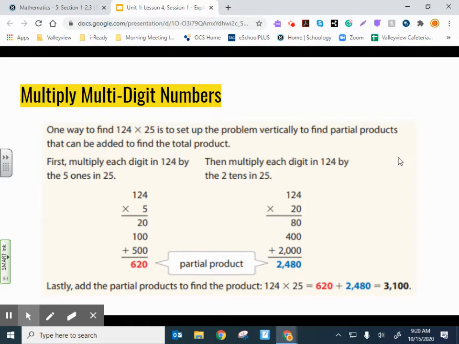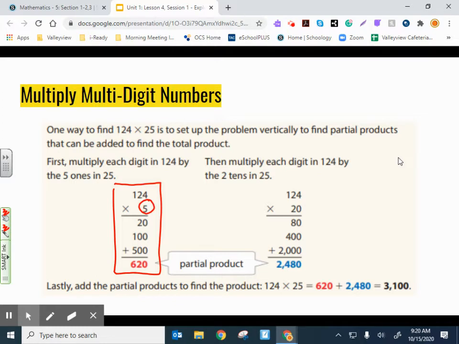One way to think about that is we have a number, for example, 124 times 25. So we have a 3-digit number multiplied by a 2-digit number. And traditionally, we set up the numbers vertically. That means up and down. So as you can see here in the first part, what we do is we multiply by that 5. We multiply that 124 by 5.